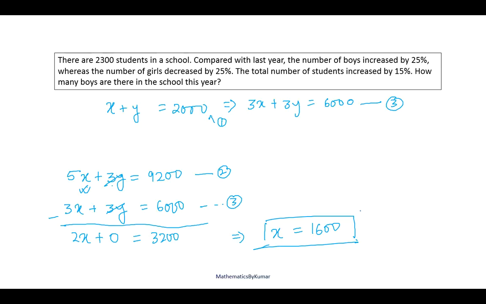Now this is where you need to be careful. Sometimes students find a value of x and they leave it there. But remember, what did the question ask? The question asked how many boys are there in the school this year. This is the number of boys last year. So we still have to find the number of boys this year.